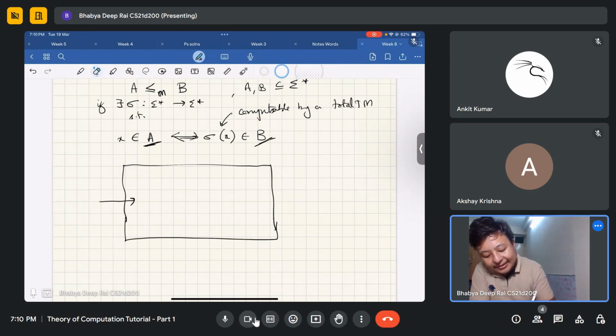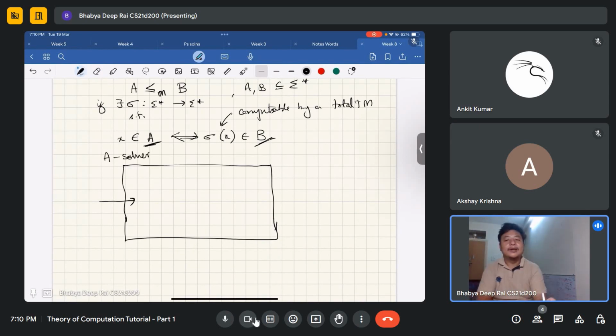Let's say this is the solver I want to make. I'll call it A solver. This Turing machine accepts all the strings that are in the language A. But I don't know how to create it. But I'm saying I can create this A solver if there is a B solver. So this is a Turing machine called A solver, or an algorithm called A solver.